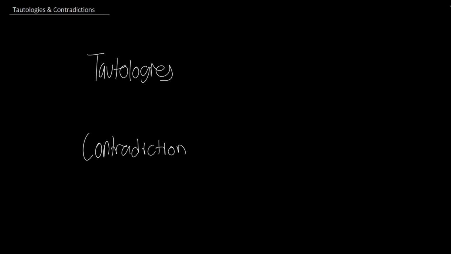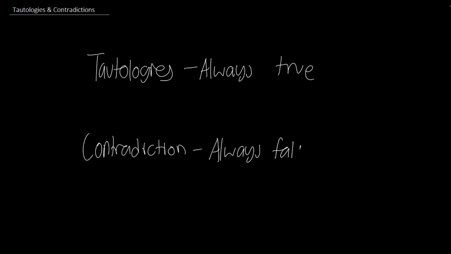A tautology is a statement that is always true, while a contradiction is a statement that is always false. Now, I want to stress what I mean by always in both of these definitions. What I mean by always is that in any possible scenario, in any possible universe that you can dream up of, a tautology is always true and a contradiction is always false.